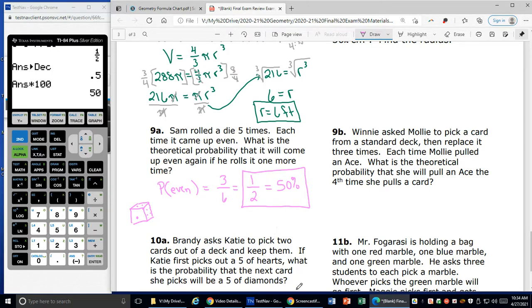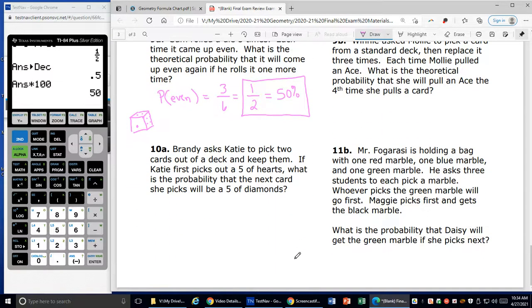Okay, let's look at number 10, our final problem. Brandy asked Katie to pick 2 cards out of a deck and keep them. If Katie first picks a 5 of hearts, what is the probability that the next card she picks will be the 5 of diamonds? Okay, so she's already picked out a 5 of hearts. And then what's the probability that the next card will be a 5 of diamonds?